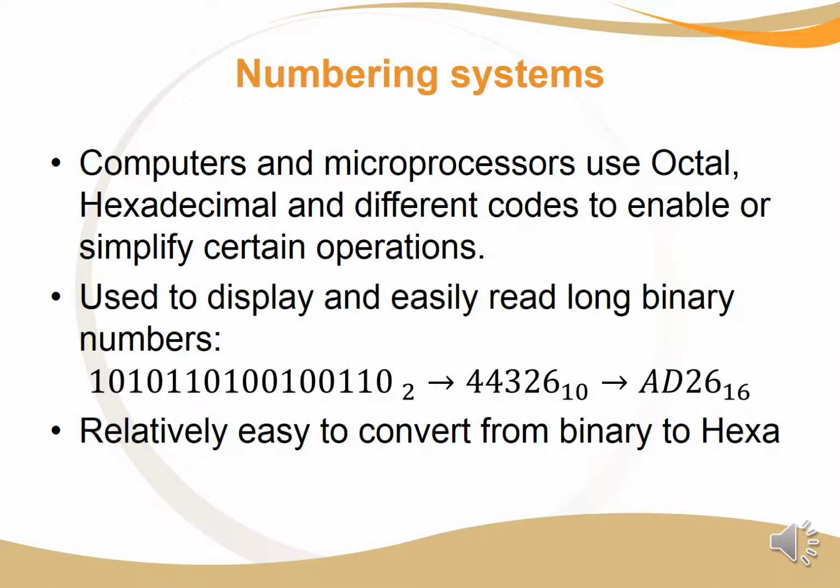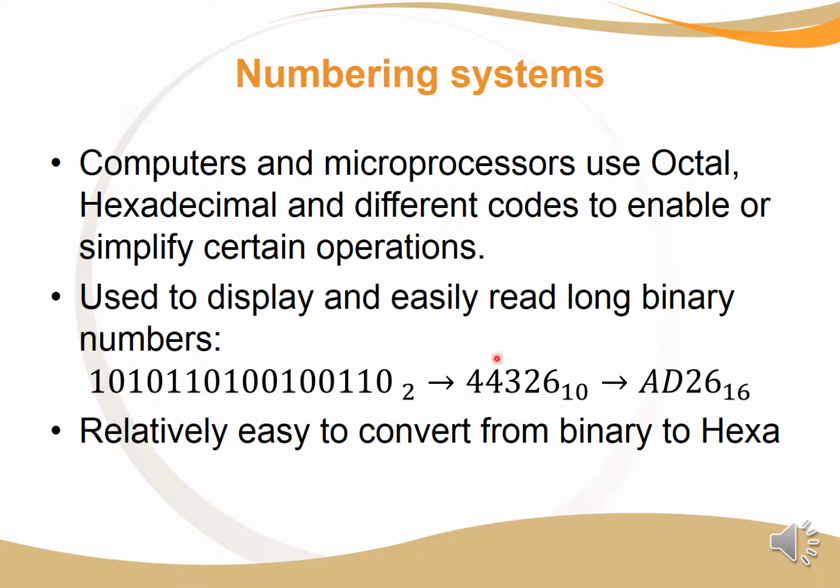So why use octal and hexadecimal numbers? Computers and microprocessors often use octal, hexadecimal and different codes to enable or simplify certain operations. They also use them to display and easily read long binary numbers, as in this binary number. It's quite hard to immediately see its value.